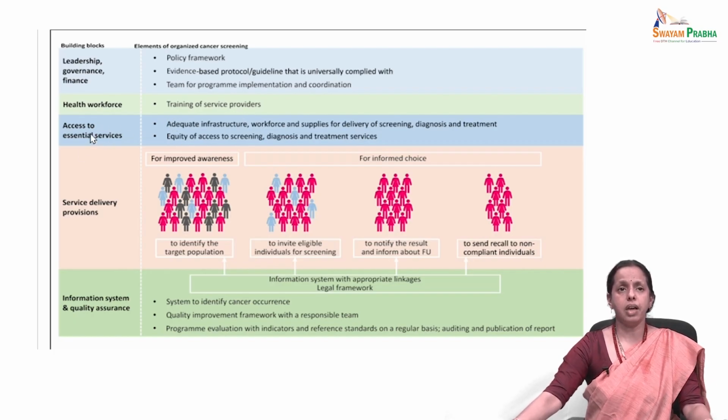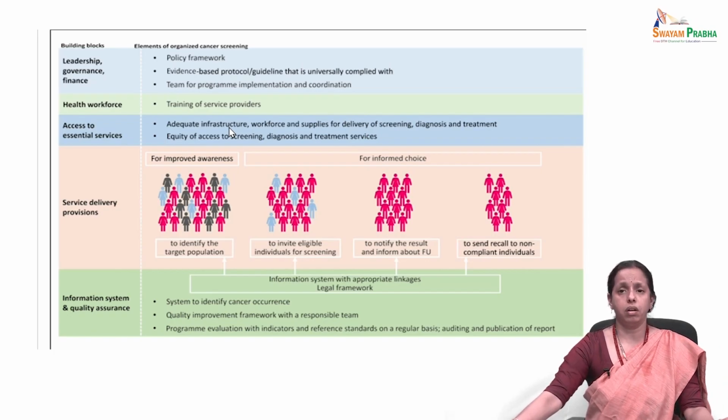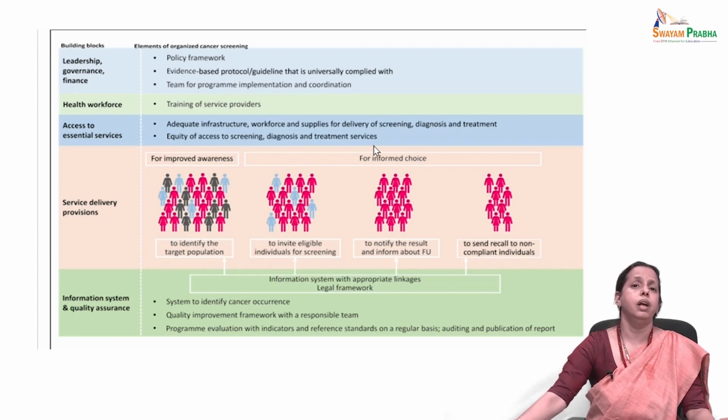Do they have access to external services? You need adequate infrastructure, for example electricity. You need to have a simple healthcare unit, or maybe even a small one. Is there a provision for population education to improve awareness? This is a very important part. So you have to improve the awareness, and there should be equity of access to screening, diagnosis and treatment services.